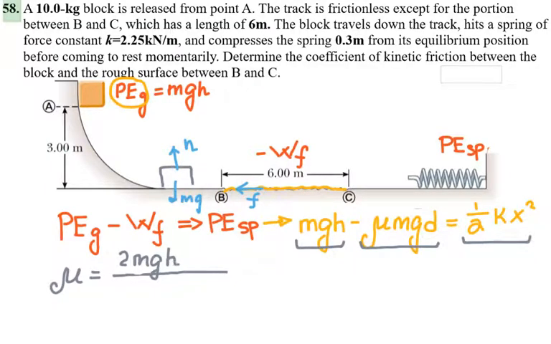mgh minus kx squared divided by 2mgd. And if I plug in all the numbers that are given, I'm going to get the coefficient of friction is equal to 0.331.